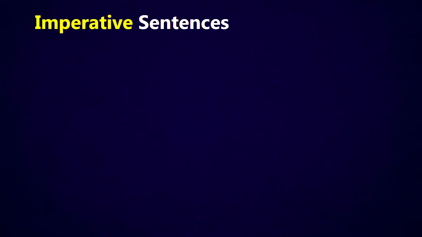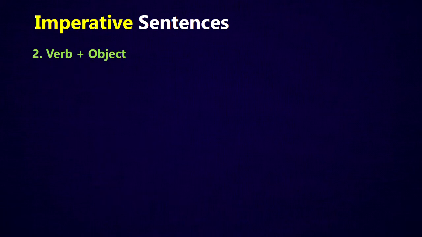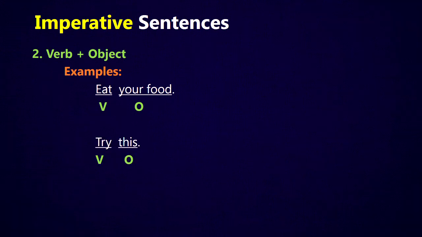If we look back at the first type, where it was just the verb, you'll see that these verbs don't have any object. Stop. We're not stopping something. You're stopping yourself. Sit down. So you're telling the person you're talking to sit down. There's no object to these sentences. But for the second kind, we do have an object. Eat your food, try this, or John, close the fridge. So the pattern is the same. Verb object, verb object, verb object.